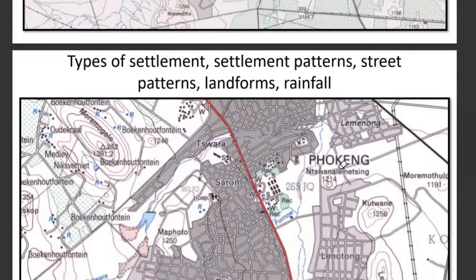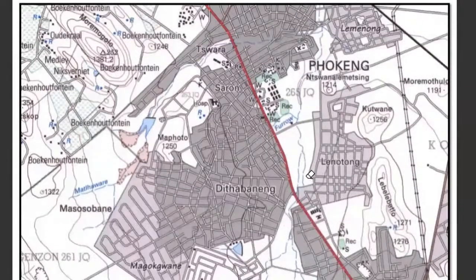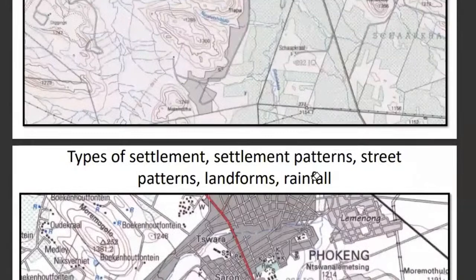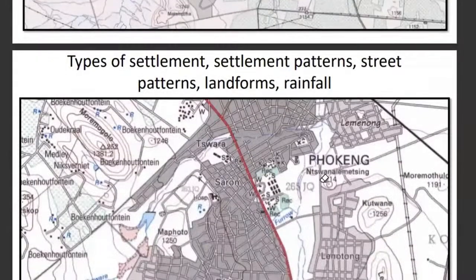And in this case, what do we see? Look at this, learners. In terms of settlement pattern, we have nucleated, then you have what you call dispersed.